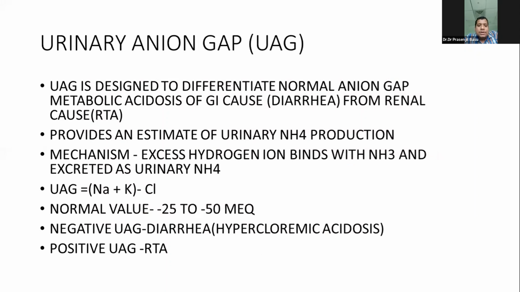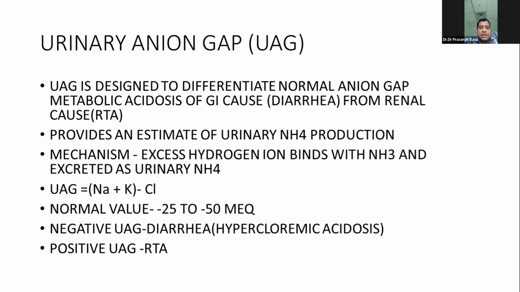Urinary anion gap is designed to differentiate normal anion gap metabolic acidosis of GI cause, such as diarrhea, from renal cause. It provides an estimate of urinary ammonium production. Excess hydrogen ion binds with ammonia and is excreted as urinary ammonium ion. Urinary anion gap can be measured as the sum of sodium and potassium minus chloride.